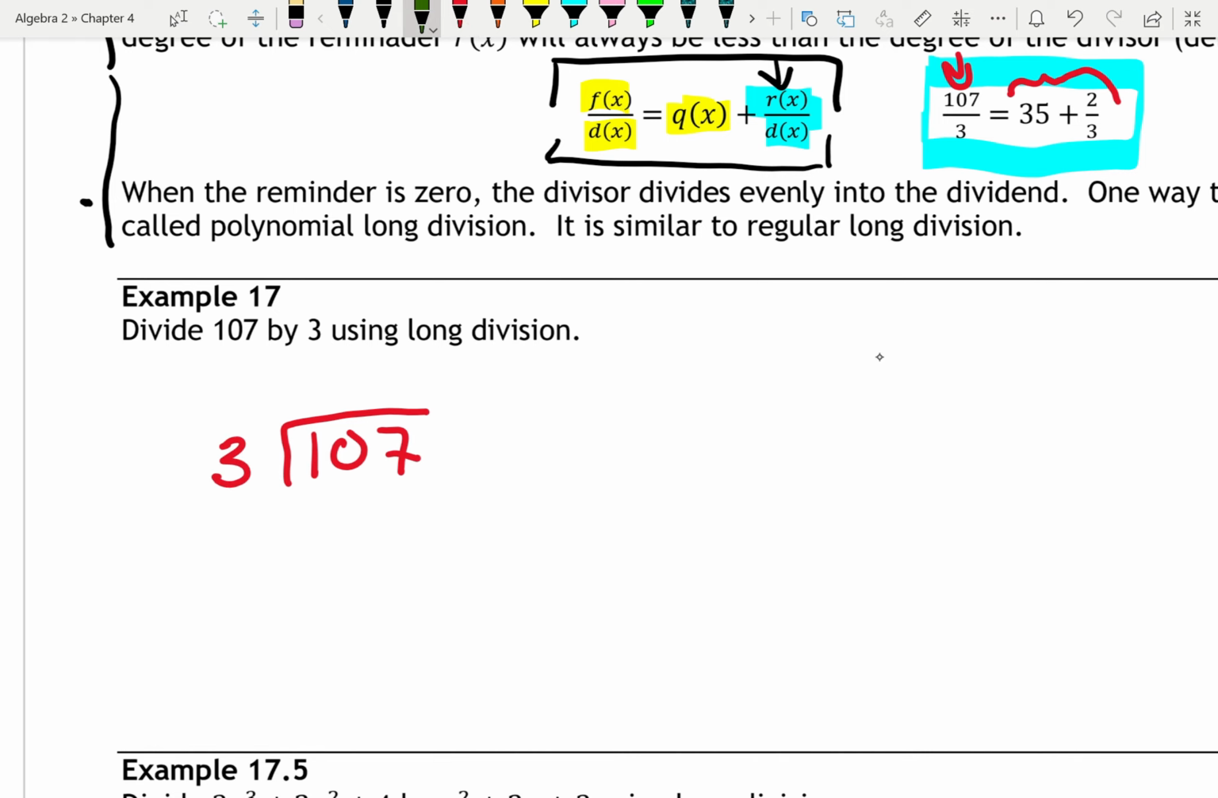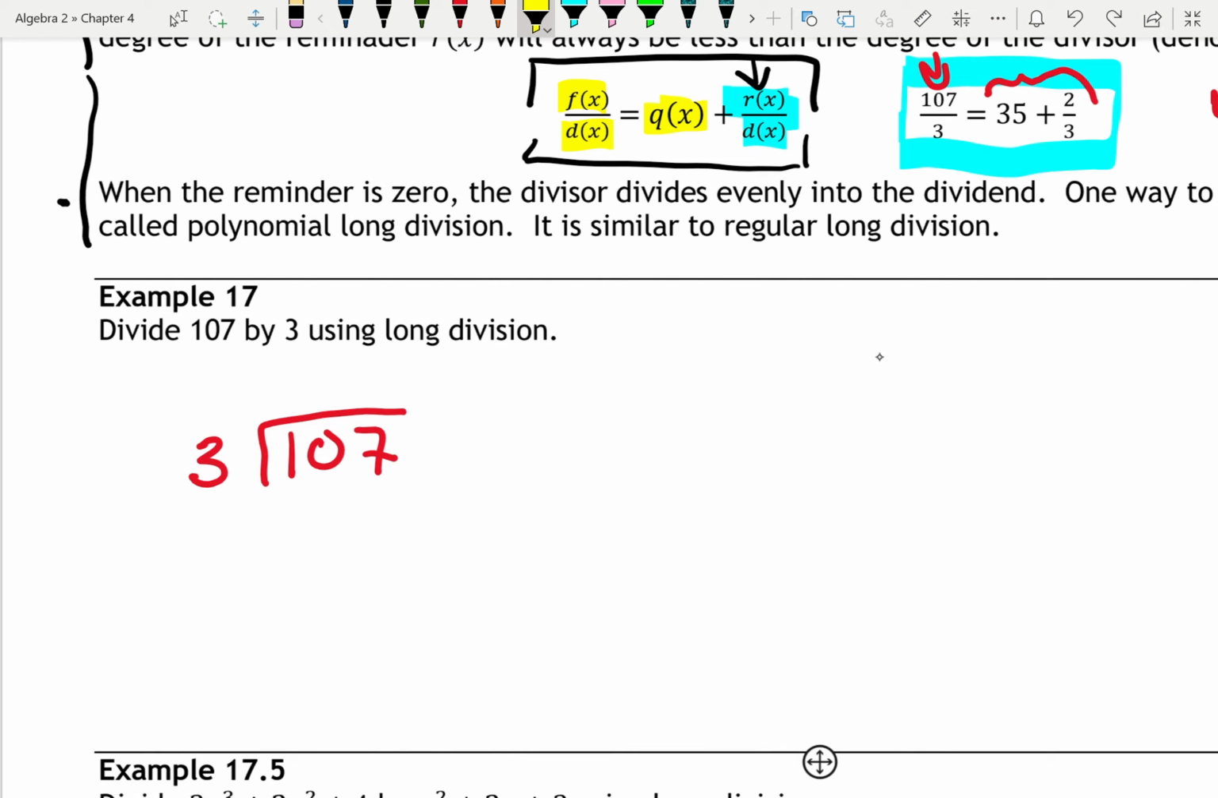So I look for how many times the 3 can go into the 1. Well, it doesn't fit into the 1 at all. So I look for how many times it can fit into the 10. Well, it fits into the 10 3 times, so I put a 3 above the 10. And then 3 times 3 gives me 9, so I put a 9 below, and then I subtract. 10 minus 9 gives me 1.